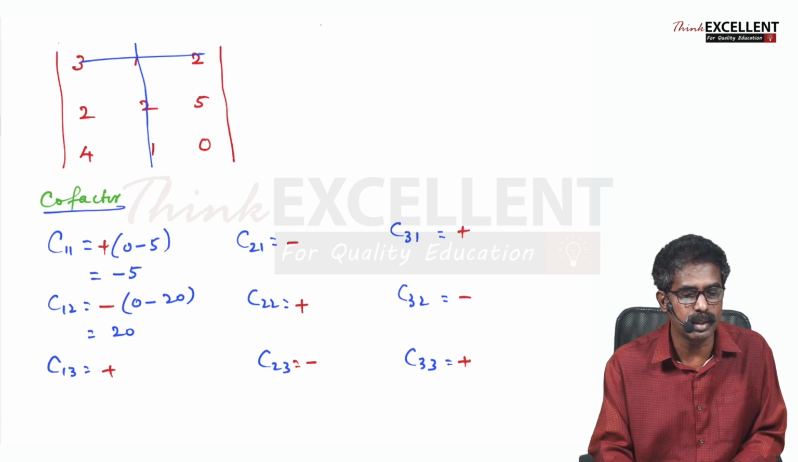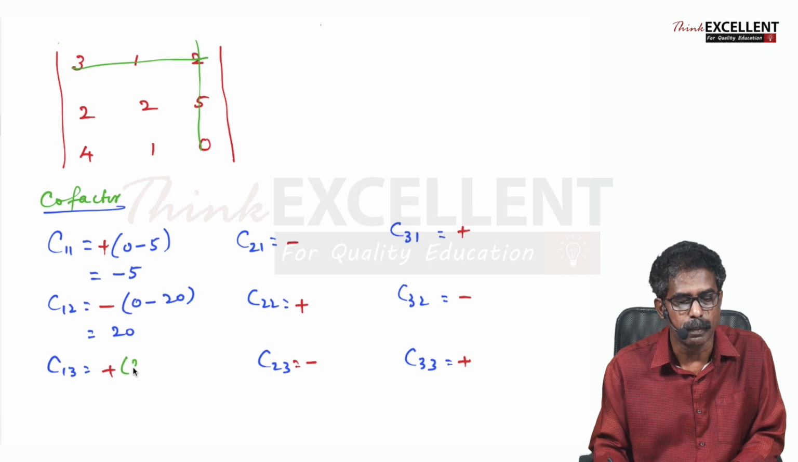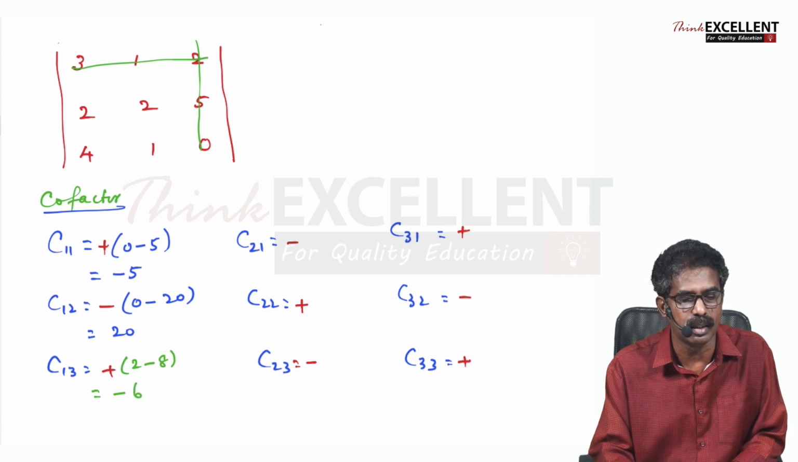So for the third one, can you say? Third one, this 2, right? 1, 3. Leave that row, leave that column. So 2 into 1, 2, minus 4 2s are 8. So you are getting minus 6, outside plus only, so it is minus 6. Okay. So that is for the third one. Now you try the next one.